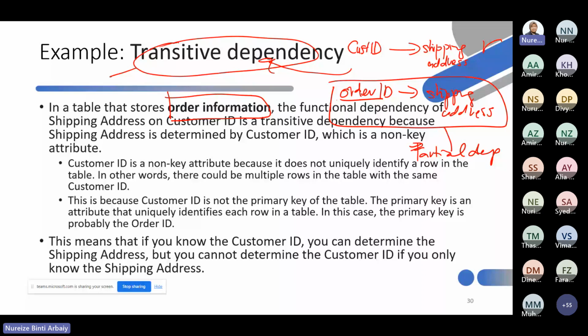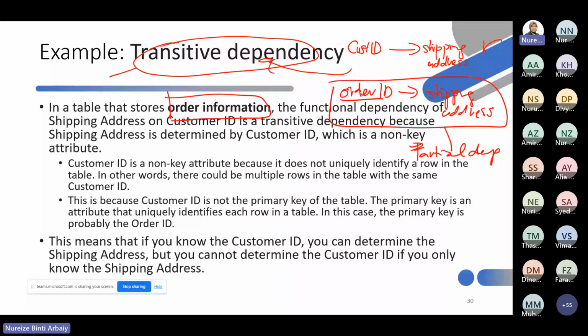So this means that if you know the customer ID, you can determine the shipping address, but you cannot determine the customer ID if you only know the shipping address. This is how to explain transitive dependency using the order information situation.